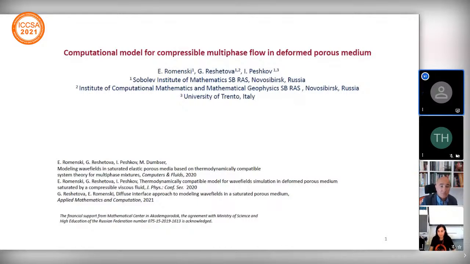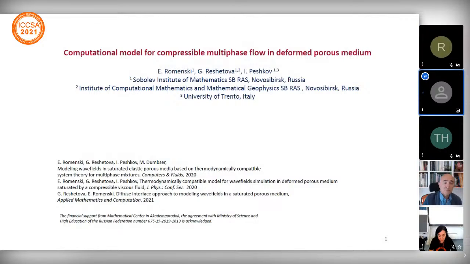Good afternoon. Here in Novosibirsk it is evening, 5 hours difference. So I shall speak about a computational model for compressible multiphase flow in deformed porous medium. This is joint work with my colleagues from Novosibirsk, Galina Reshetova from University of Trento, and Ilya Peshkov. Some information about this topic you can find in the following papers.